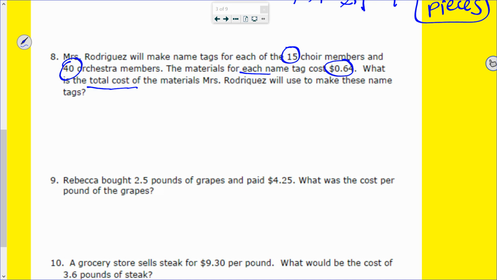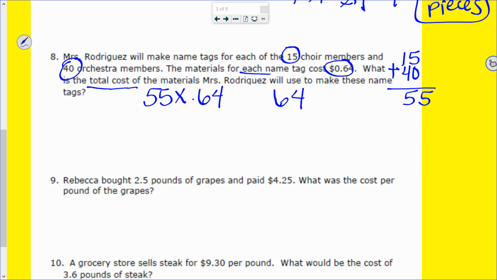All right, this is a several step problem. The first thing you need to do is figure out how many people she's actually making a name tag for. So to do that, you're going to add the 15 choir and the 40 orchestra to get 55 total people. From there, you know that the cost per person is 64 cents. So again, this is another example of being given the amount for one item, and now you want to take it more than that. You want to take it 55 times more than that, so it's multiplication, all right? So your question is 55 times 64 cents.